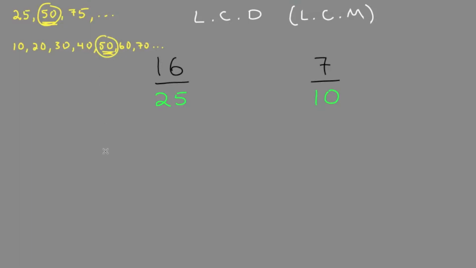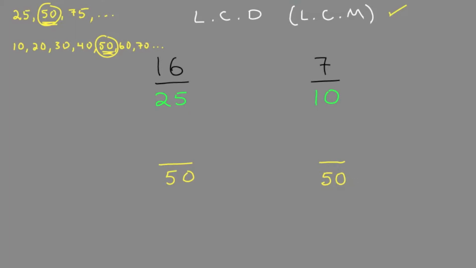So that's how you find a lowest common denominator. The lowest common denominator would be 50. So we use that. We know our denominator now has to be 50 for each one. And when it's the same, then that will compare nicely.